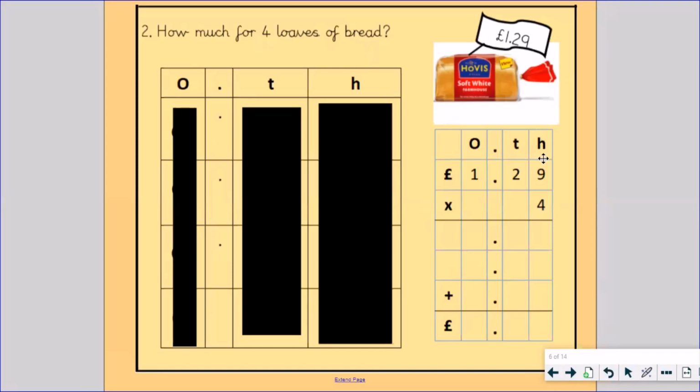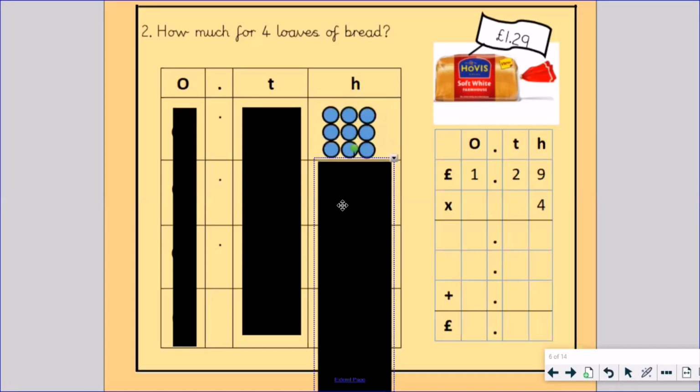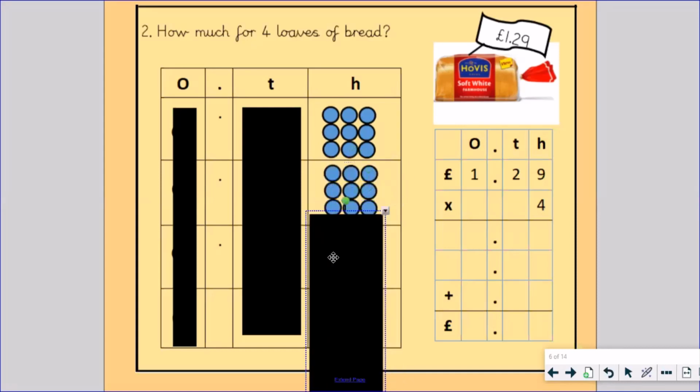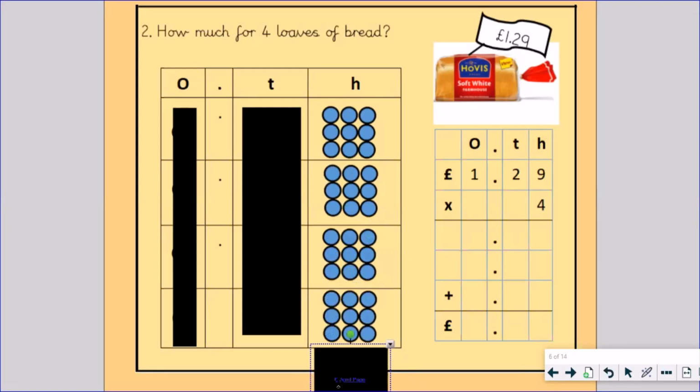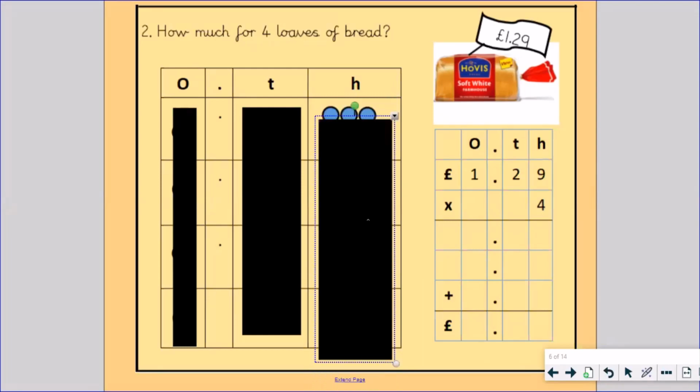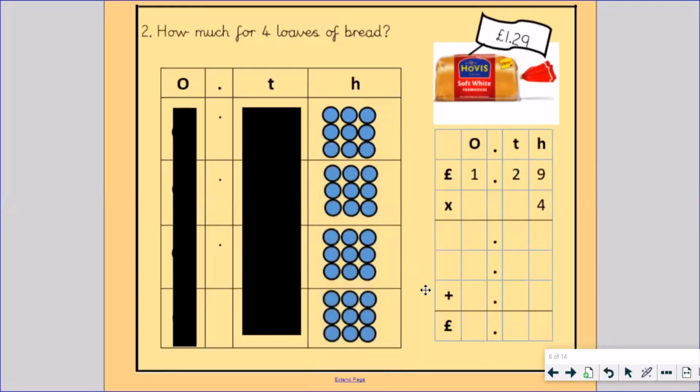Okay, so I'm going to again start in my hundredths column. I've got 9 in my hundredths column, and I need to times that by 4. So if I have a look over here on my place value chart, I've got 9 in my hundredths column. So 9 and then another 9, that's 2 loaves of bread, another 9, that's 3 loaves of bread, another 9, that's 4 loaves of bread.